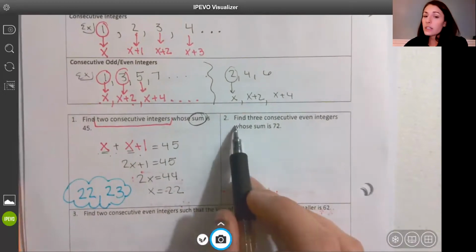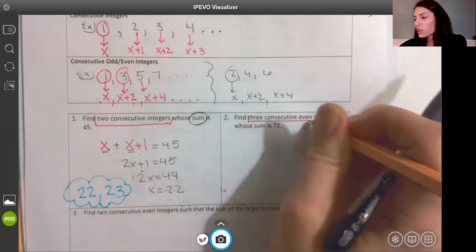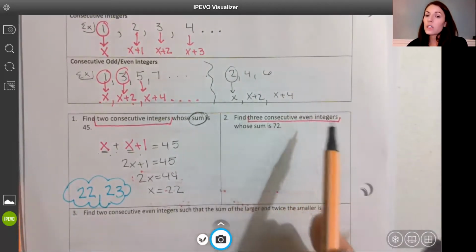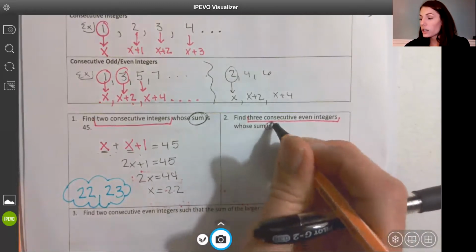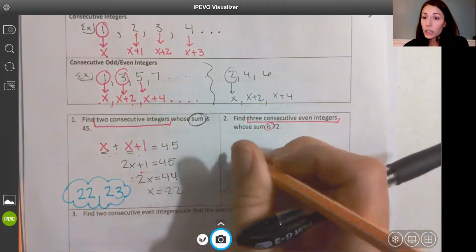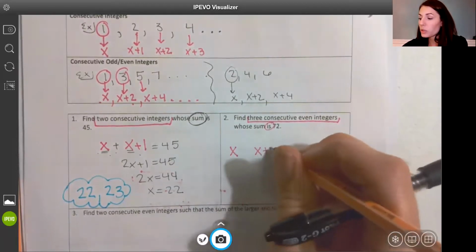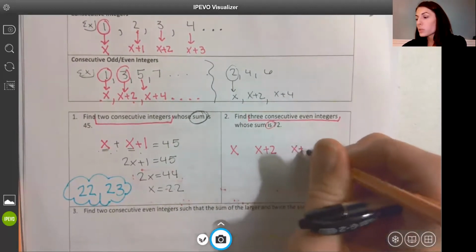Same thing on our second example, except this time it says consecutive even integers, and it's asking for 3 of them. So there's 3 consecutive even integers whose sum, again, sum meaning I have addition, is 72. So consecutive even or odd integers, call my first number x. The next even integer after that would be x plus 2. The next even integer after that would be x plus 4.